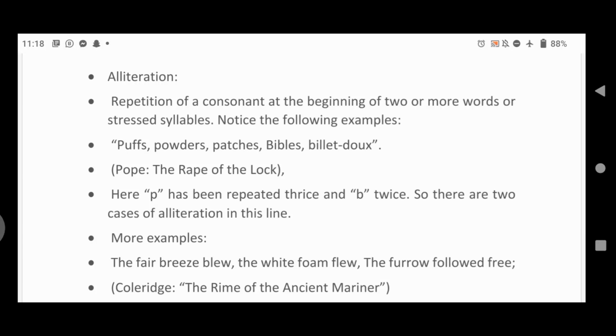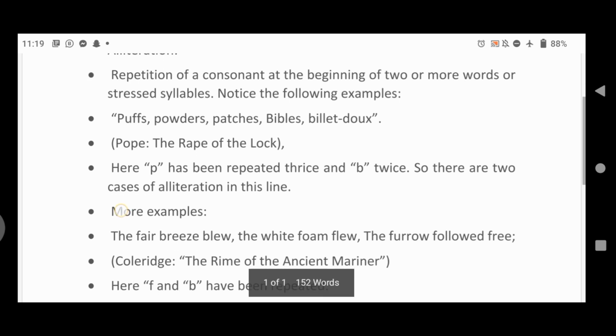Today we will be dealing with alliteration, which is one of the literary terms that is being used in poetry, in prose, and many other genres. So alliteration is the repetition of a consonant sound at the beginning of two or more words or stressed syllables.